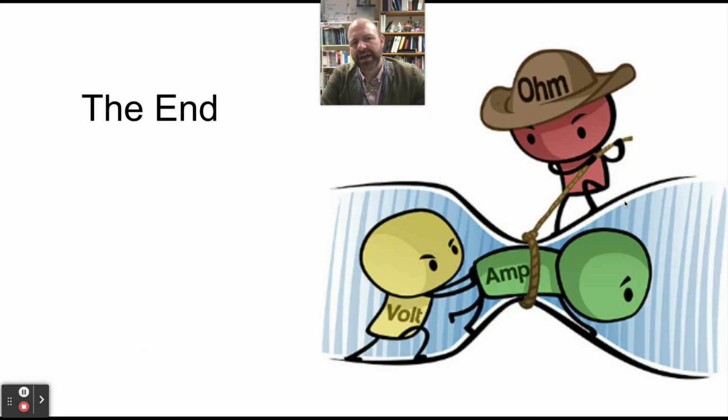So that's kind of it. This is a little cartoon, and I like it because it shows volts trying to push current. The voltage, the potential, is there to push charge around. And the resistance is the thing that's trying to restrict how fast current flows. And that's our relationship that we talked about with Ohm's law.